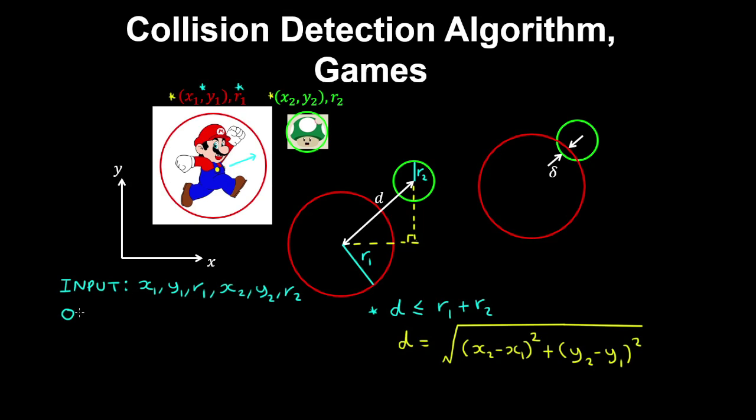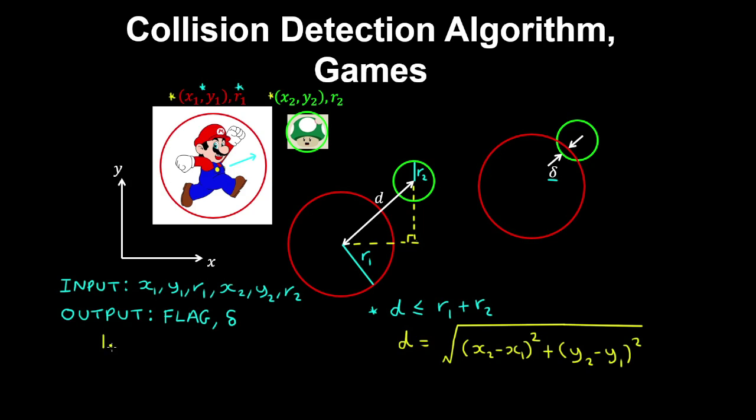And the output is going to be a flag, which is a true or false, that indicates whether a collision occurred. And we'll also output delta, because when these spheres collide, due to the numerical precision of the computer, the spheres can penetrate into each other.